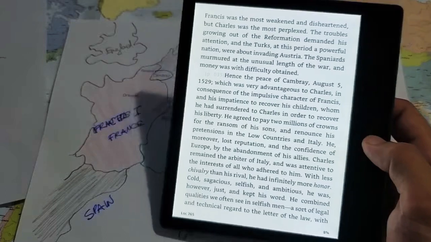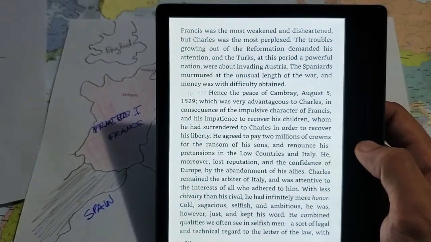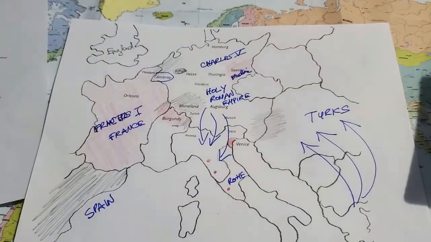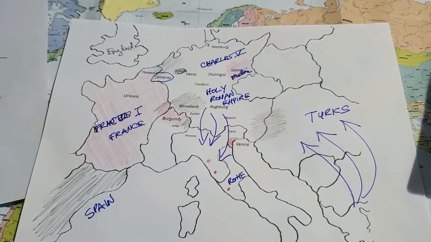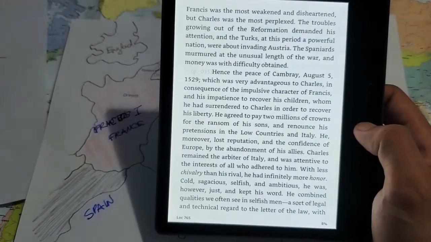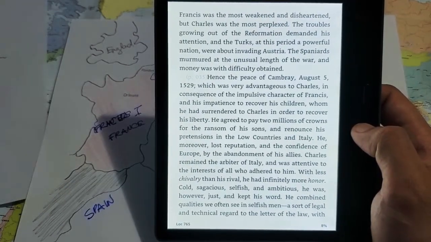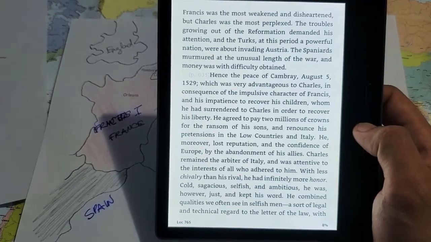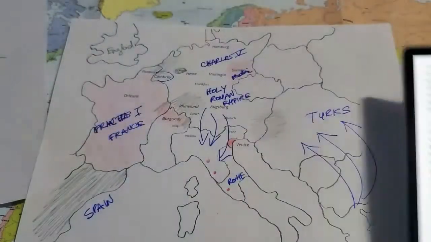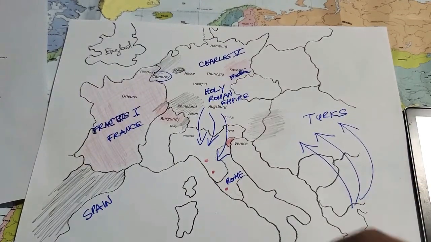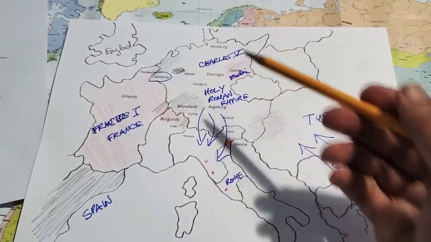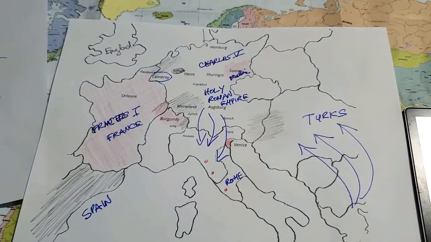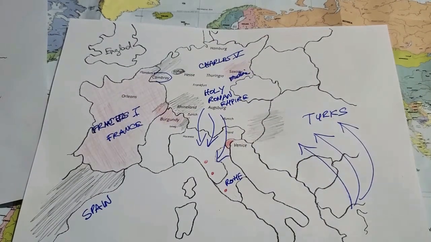So, Francis was, remember when we read that Francis was kidnapped? So in order to release himself, he gave up 2 of his children. And now he wanted the 2 children back. He agreed to pay 2 million crowns for the ransom of his sons and renounce his pretensions in the Low Countries and Italy. That would be the Netherlands. He said, I'm no longer going to try to control the Netherlands or Italy. He's renouncing his claims.